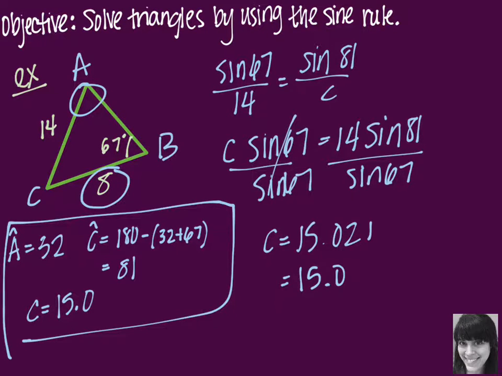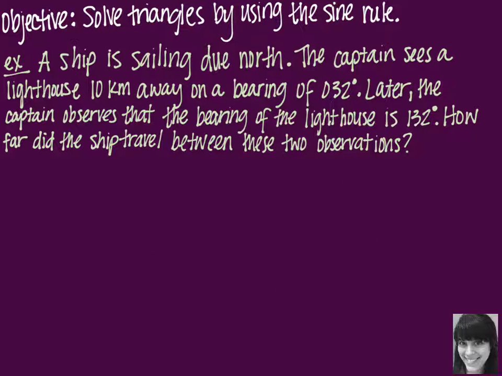Okay, let's do a word problem. A ship is sailing due north. The captain sees a lighthouse 10 kilometers away on a bearing of 32 degrees. Later, the captain observes that the bearing of the lighthouse is 132 degrees. Now, how far did the ship travel between the two observations?